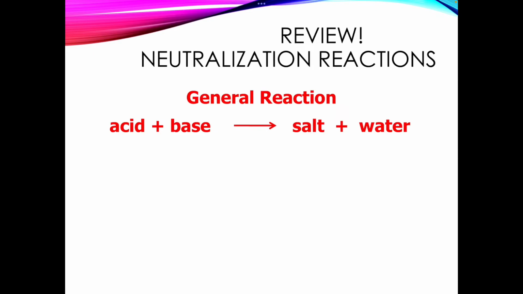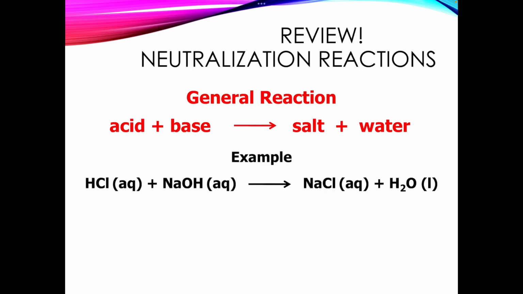So just as a review, we've already learned about acid-base neutralization reactions. A typical general reaction would be that an acid and a base will react to give a salt and water. So here's an example: hydrochloric acid reacting with sodium hydroxide. We'll recognize this as an acid because it has an H in the front, and this is a base because it has an OH in the back.